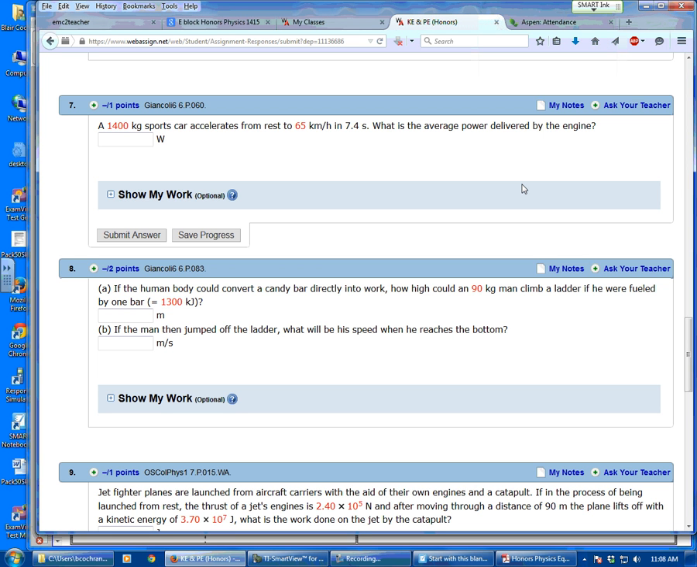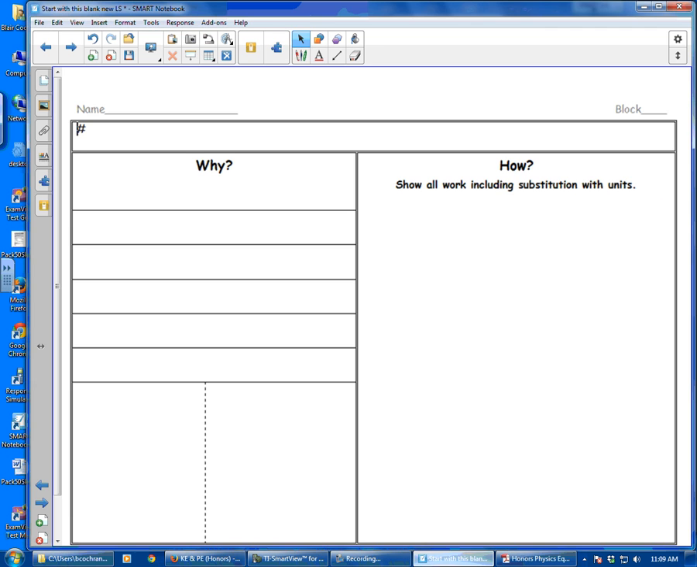All right, so we're going to do number 7. And in number 7, we have this sports car accelerating from rest to this. Right away, I start thinking, ooh, they told me the inertia. They told me some speeds. As soon as they tell me some speeds and inertia, I think kinetic energy. And then they tell me a time. So it doesn't surprise me they ask me for the average power, since power is the rate that work is done.